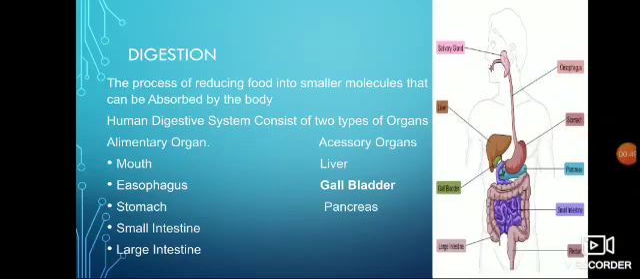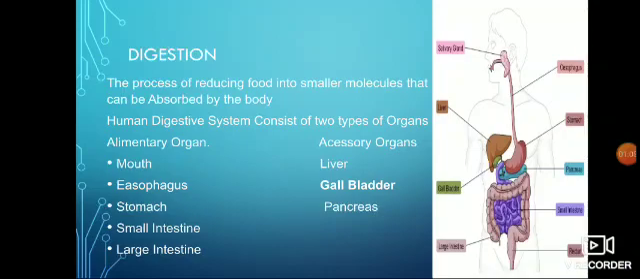The human digestive system consists of two types of organs. One group is called alimentary canal organs, and the others are called accessory organs. Alimentary canal organs are the organs through which the food passes directly. It starts with the mouth, then the esophagus, which is called the food pipe, then the stomach, small intestine, large intestine, and finally through the rectum the food is thrown out of the body.